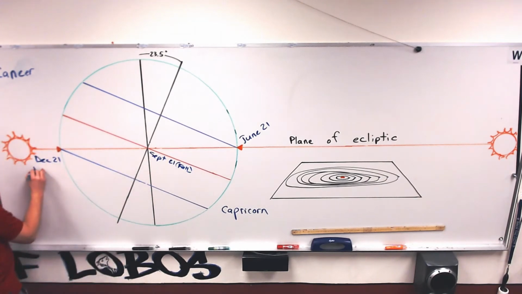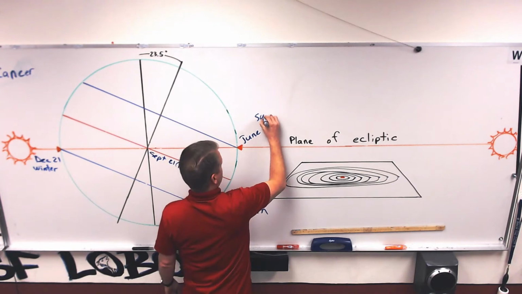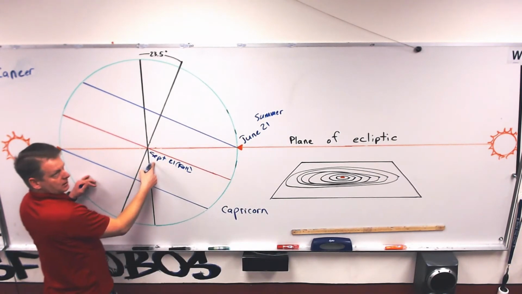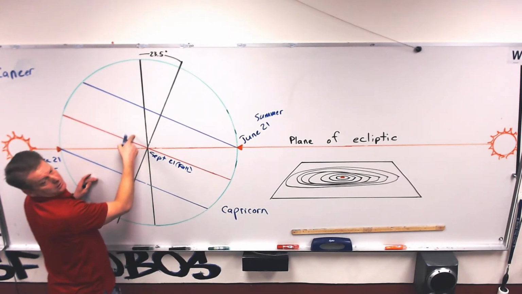This is winter, winter solstice. This is summer solstice. And this is what day? January, February, March.